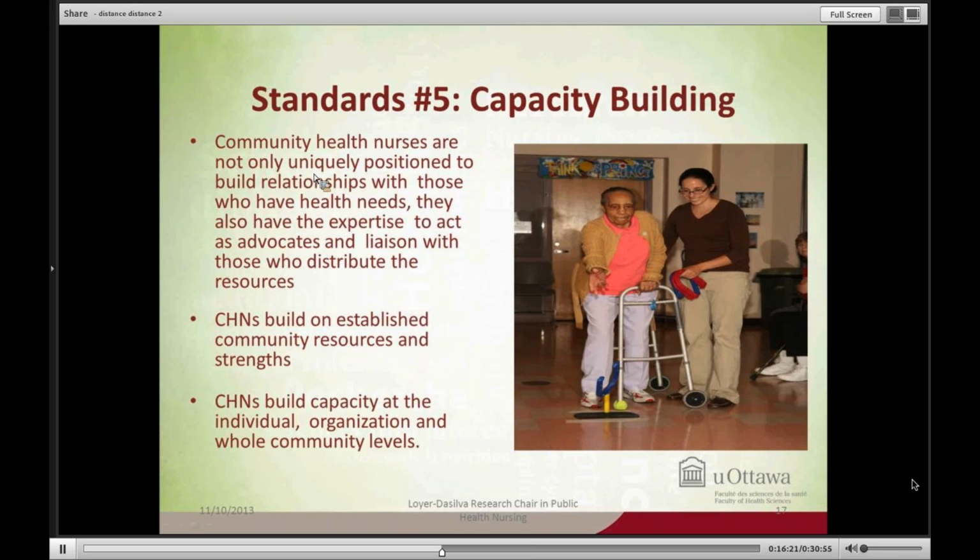In terms of capacity building, that's standard number 5. Community health nurses are not only uniquely positioned to build relationships with those who have health needs, they also have the expertise to act as advocate and liaison with those who distribute resources. That's the network we have. Community health nurses build on established community resources and strengths. We also build capacity at the individual, organizational, and whole community levels.